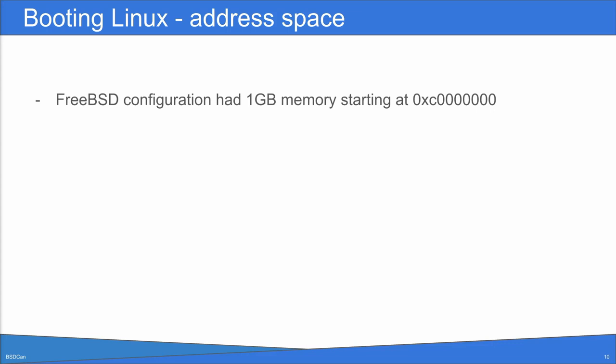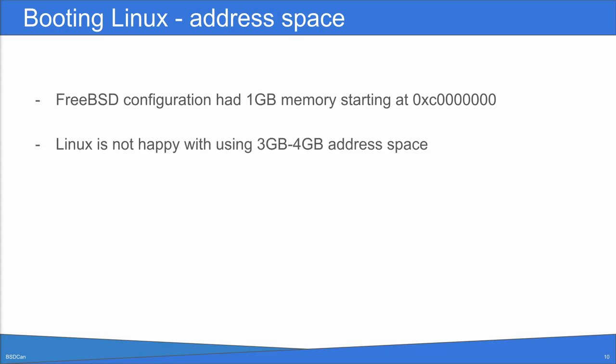By pass-through, I mean we mapped the host's address space from 3 to 4 gigabytes to the guest's address space of 3 to 4 gigabytes. But Linux was not happy with using that address space. It's likely because it tried to use at least part of the address space from 3 to 4 gigabytes for system reserved functionality. We're not quite sure. But after moving the starting address to 0x80000000, that is the 2 gigabyte boundary, the guest didn't throw an error that it couldn't allocate or use the memory.